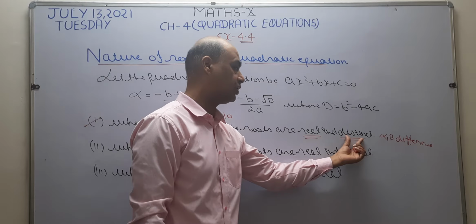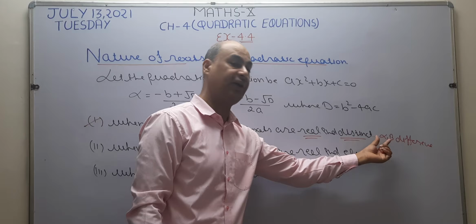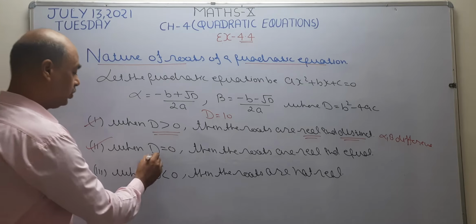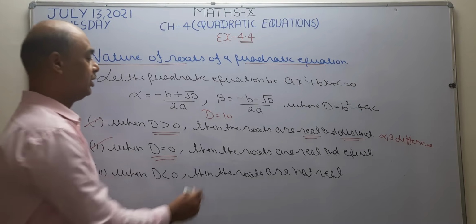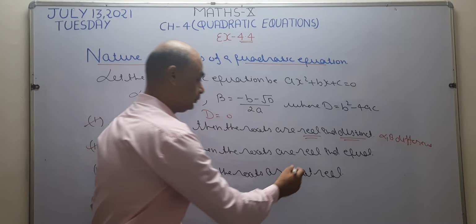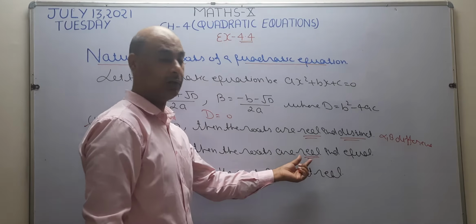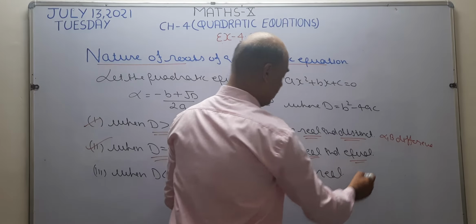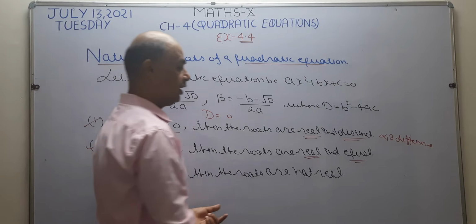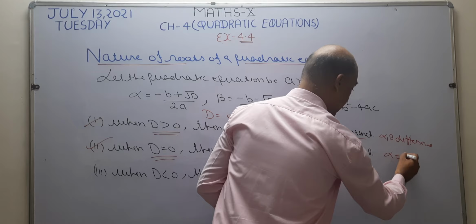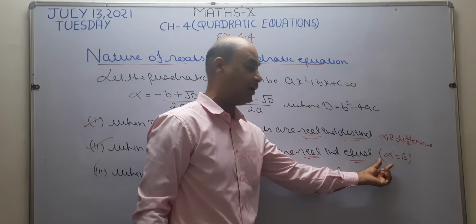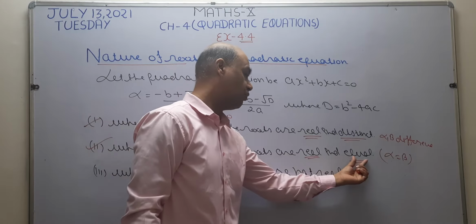What is the meaning of distinct? Distinct means both alpha and beta have different values. Now for the second case, when D is equal to 0, that is, when you find the value of D and it is 0, then the roots are real. In this case, roots are also equal. When D is 0, alpha and beta both have the same value, and it is known as equal roots.